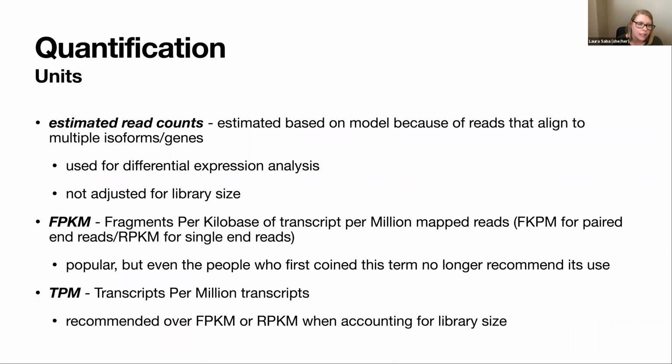And so when we do this with RSEM, what we get out are estimated read counts, FPKM, which is fragments per kilobase of transcript per million mapped reads, and transcripts per million transcripts. This estimated read count is not adjusted for library size, which we'll talk a little bit about later. FPKM is adjusted both for the kilobases of the transcript and million mapped reads. Although it's popular, even the people who first coined it say do not use this. There are definitely some biases in this FPKM, and they promote the transcripts per million transcripts above the FPKM.